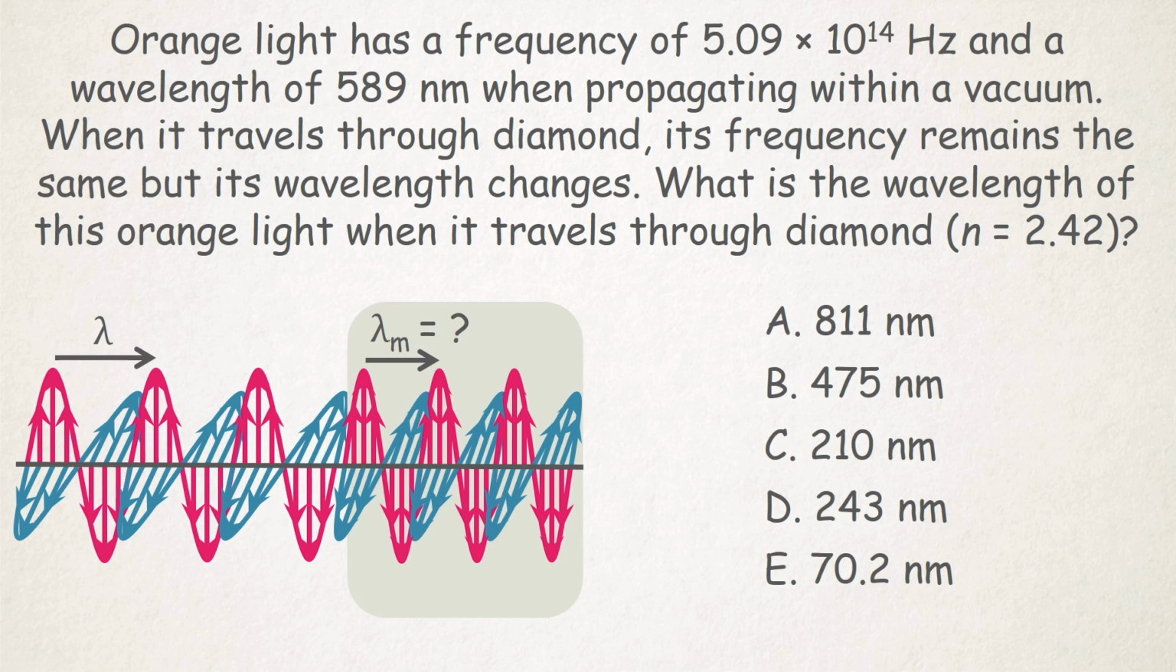When this light travels from vacuum into diamond, its frequency remains the same, but its wavelength changes. What's its wavelength when it's in diamond?